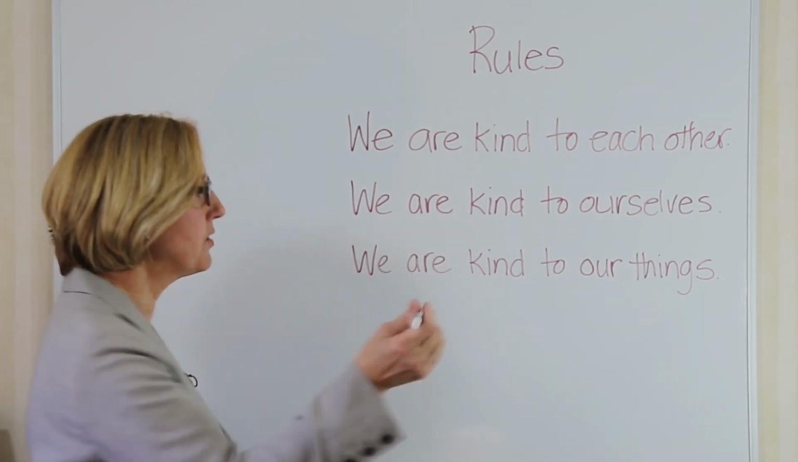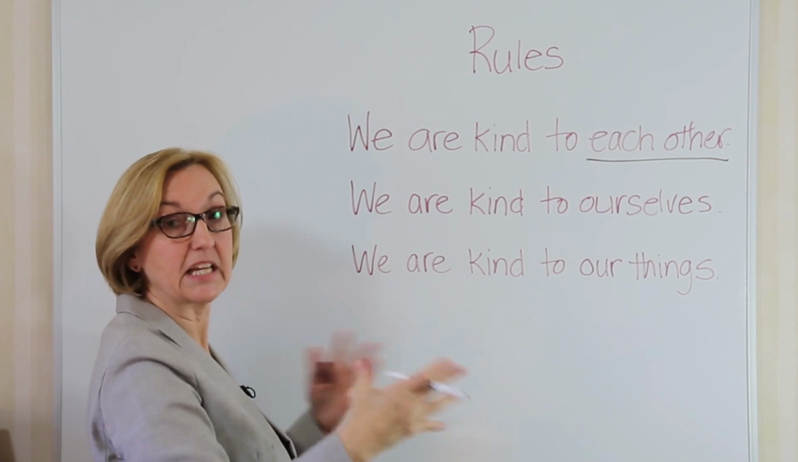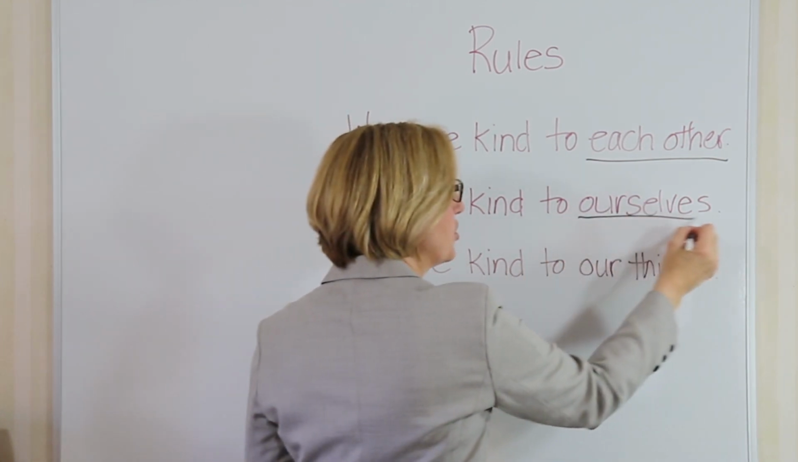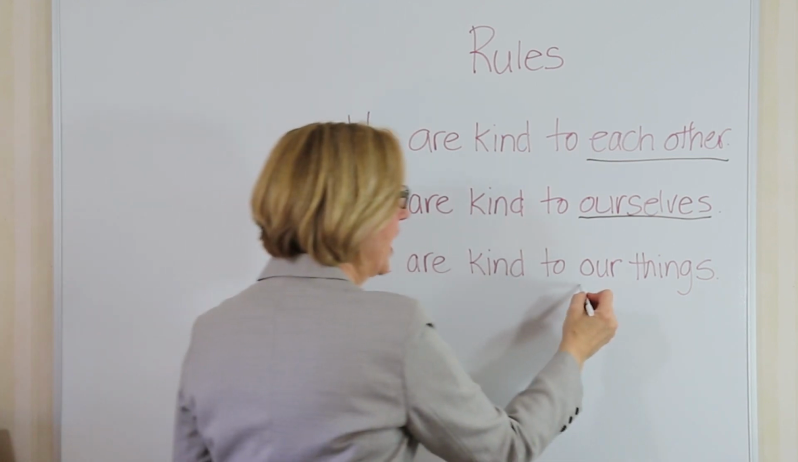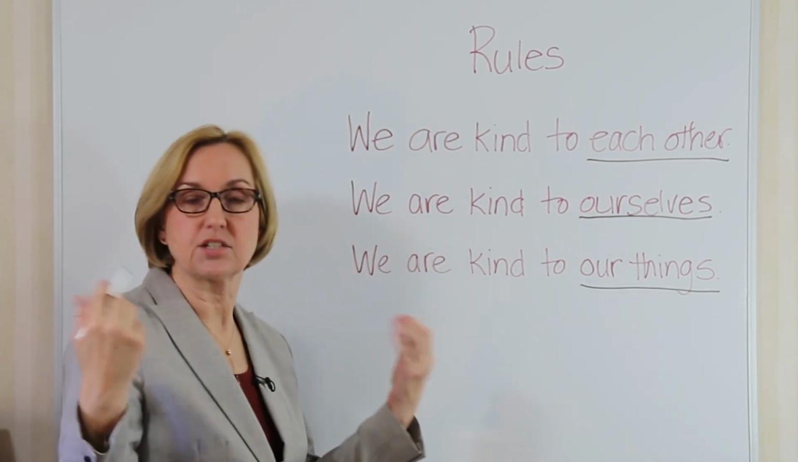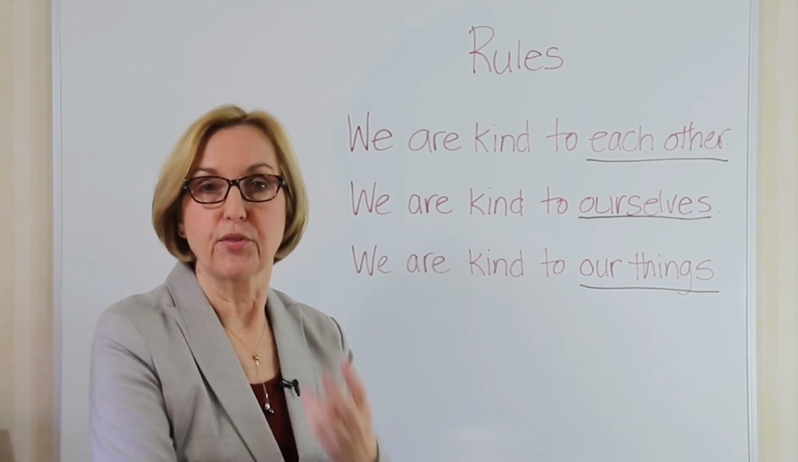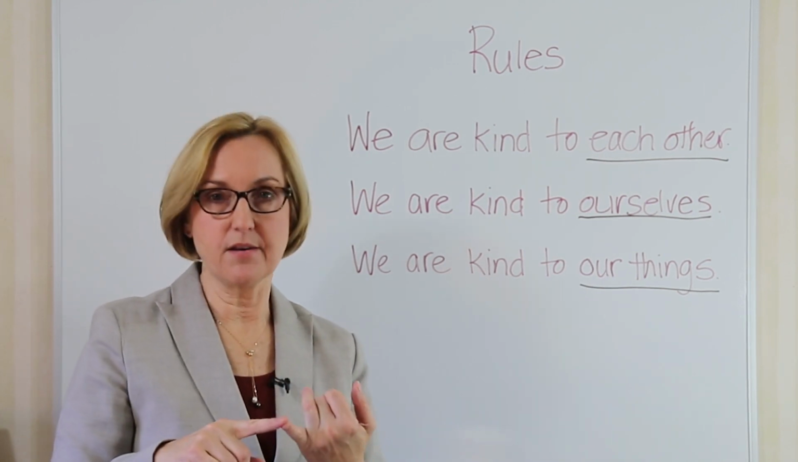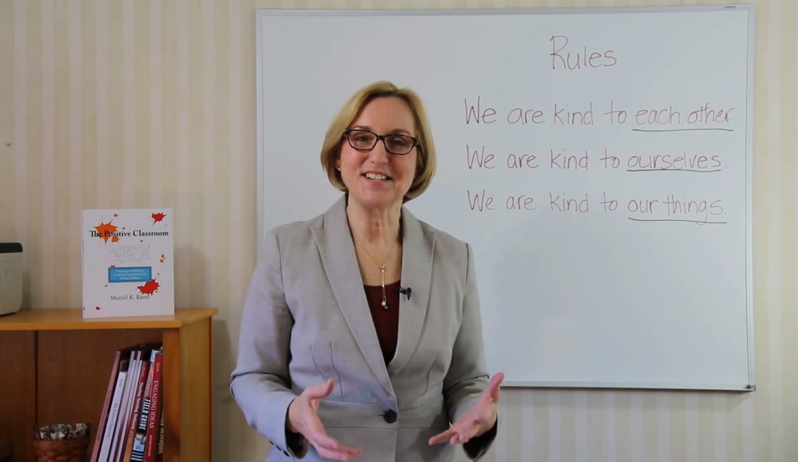our things. So again, notice that I've got each other, which relates to our relationships with each other. We're kind to ourselves, which is about taking personal responsibility. And then we've got our things, which relates to all of the materials and things that we use in the classroom. So 3 rules, they focus on ourselves, others, and our things. So how do we teach these rules?